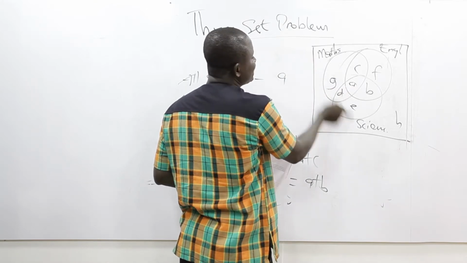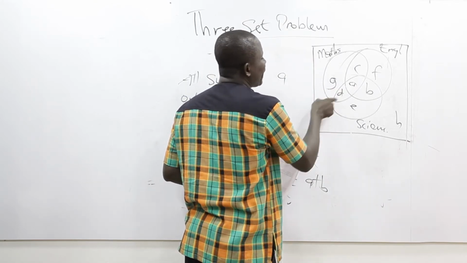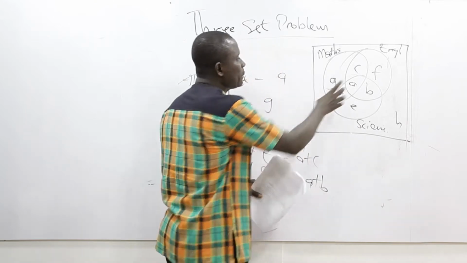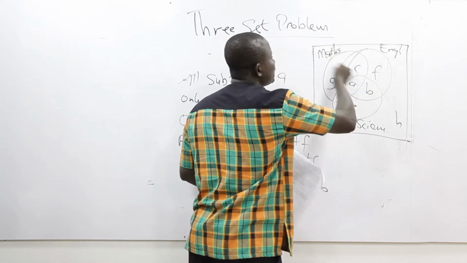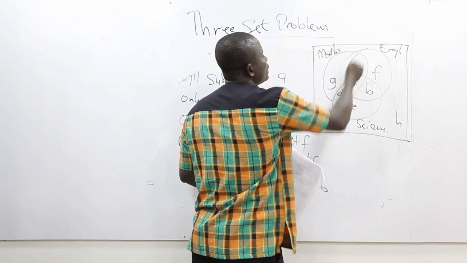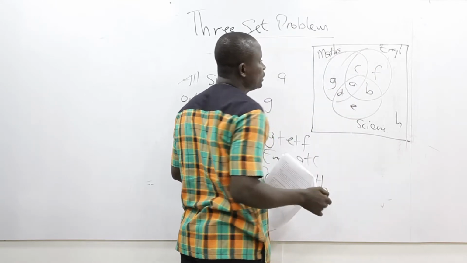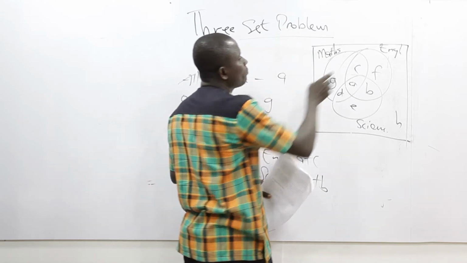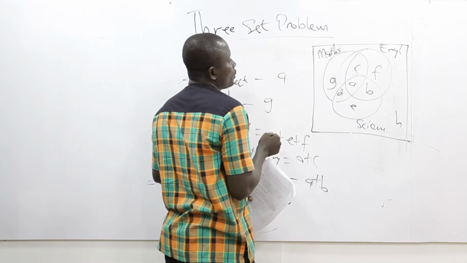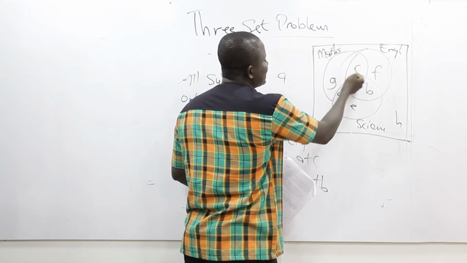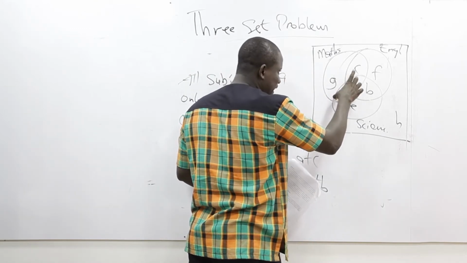Then both mathematics and science is A plus D. Maths and science is A plus D. I'm repeating: mathematics and English, this is the math circle, this is the English circle, so maths and English is A plus C. So A is involved, note. Then English and science is A plus B. Then mathematics and science is A plus D. Look at the intersection here.